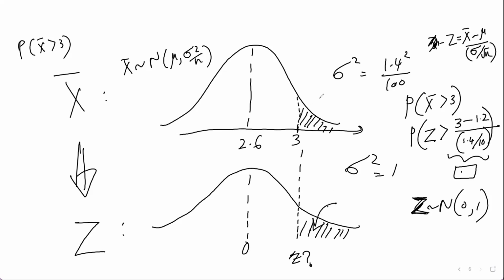This is the same area as this. In the recorded lecture, what we do is, why we map here, because we have the statistical table only for the standard normal distribution. We don't have the statistical table for this.